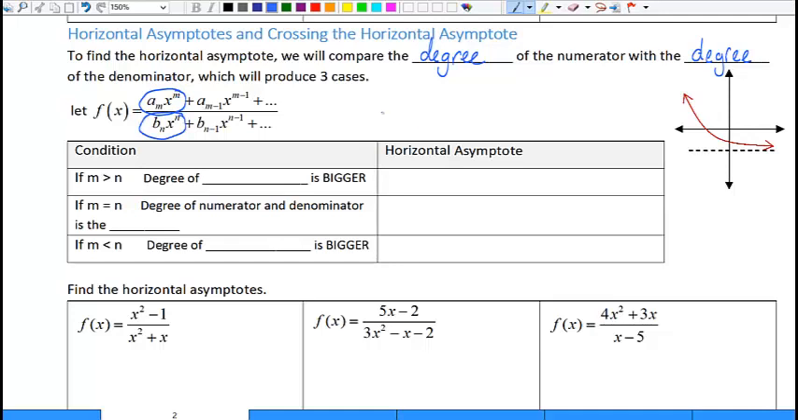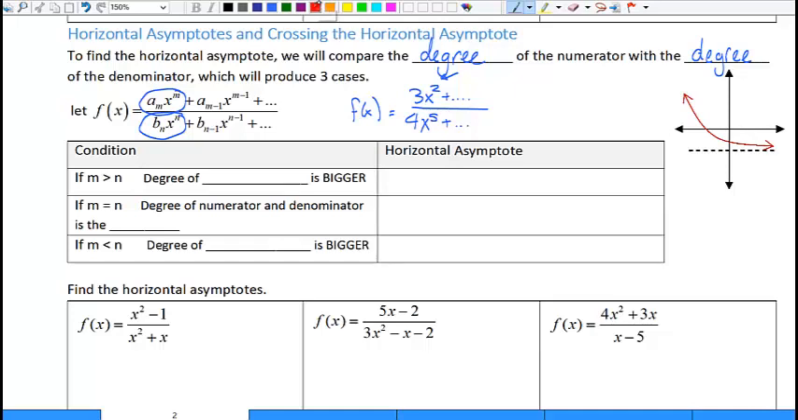For example, if we had something like 3x squared plus a whole bunch of other stuff in the top over 4x to the 5th plus a whole bunch of other stuff in the bottom, the a sub m is just the 3. The m is the exponent up here, 2. The b sub n is the 4, and the n exponent is the 5. I know it's a really complicated notation, but we're just looking at those values.